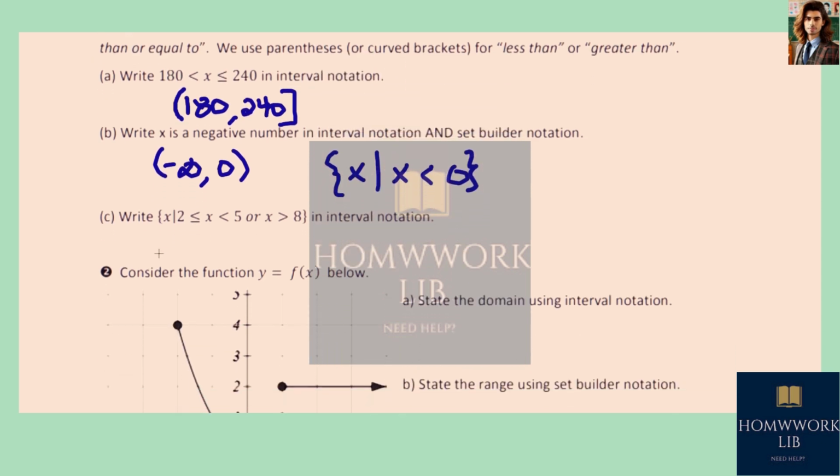In interval notation, 2 included to 5 not included, or we use the union. X is greater than 8 would be from 8 not included to infinity.